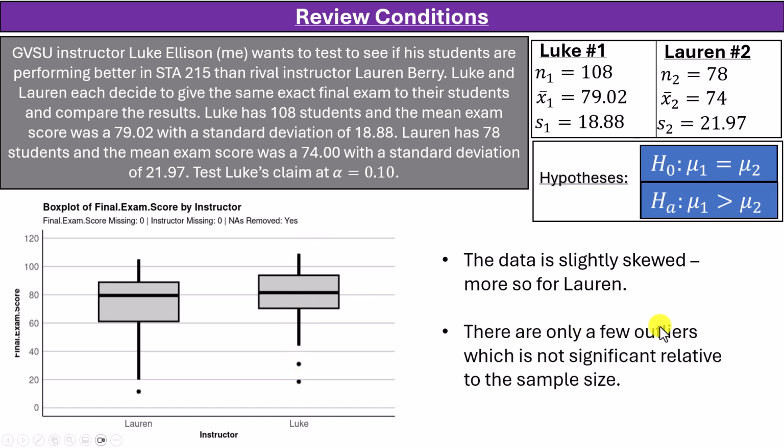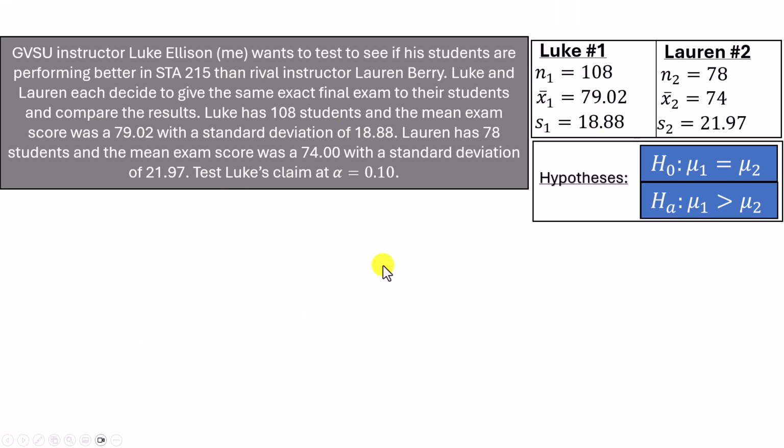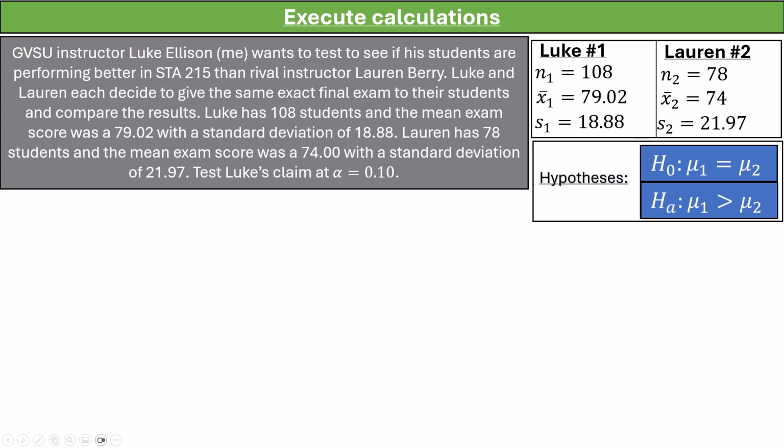And there's also only a few outliers, which is not really that significant compared to the sample size. Recall the sample size is 108 and 78, and we only have one outlier or two outliers, which is not very large compared to the sample size. So we'll say we have met the two conditions. Next, we can go ahead and execute calculations.